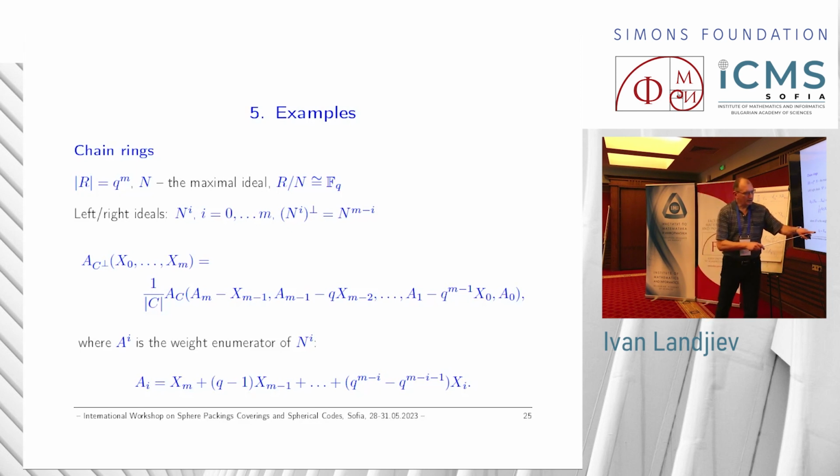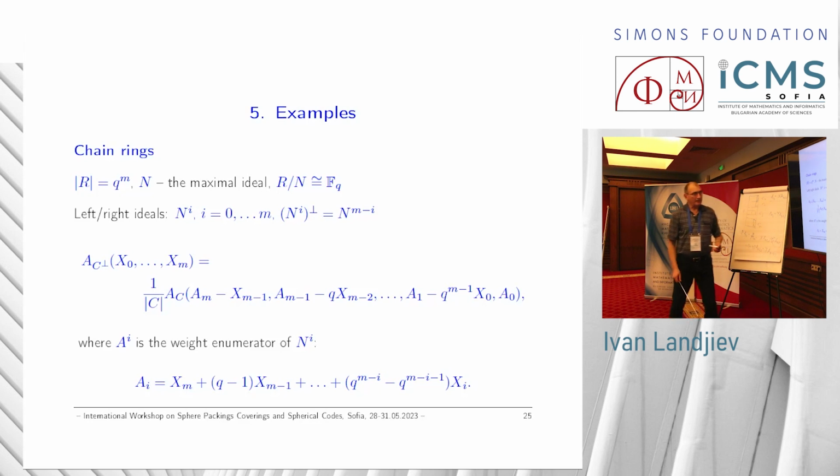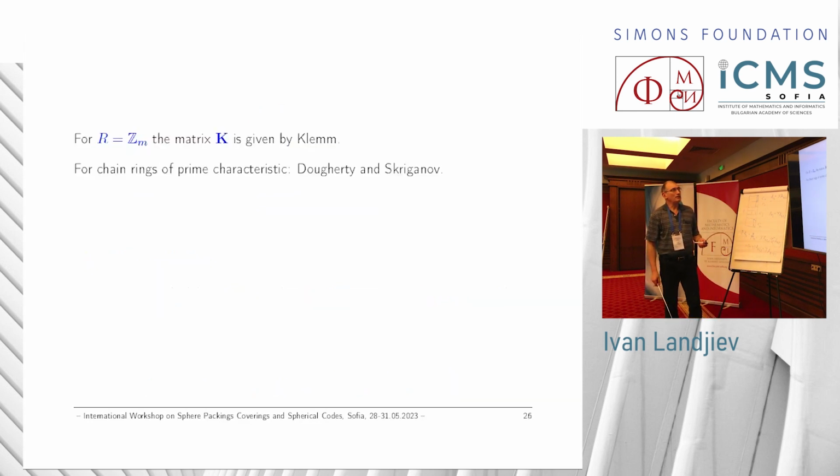Here is a shortcut, A sub i are these formulas, so they're not very nice. But also, if we plug in Zm, we get the matrix given by Klemm. And for chain rings of prime characteristic, Dougherty and Skriganov, identities. But we can write down identities also for certain Frobenius rings, and so on. Well, this is about all.